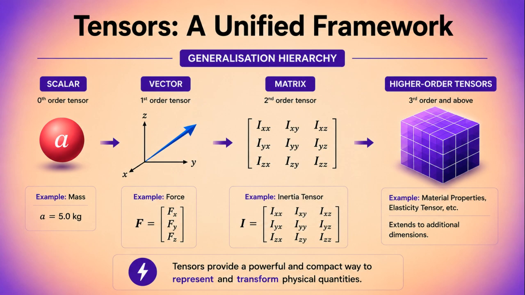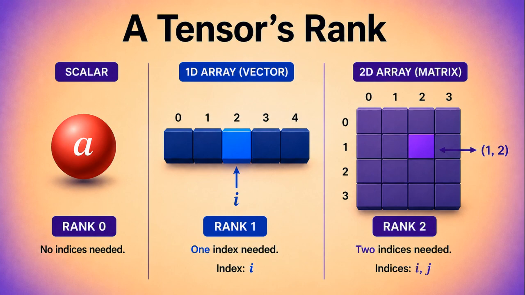A tensor's rank indicates the amount of information you need to locate a specific element within it. For a single scalar, the rank is 0. For a one-dimensional array, the rank is 1. For a two-dimensional array, the rank is 2.